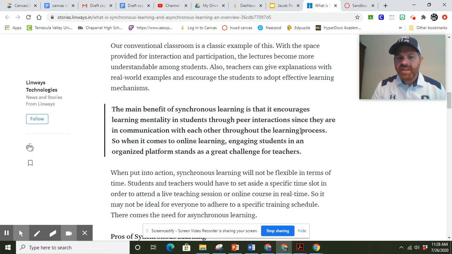I like this right here. The main benefit of synchronous learning is that it encourages a learning mentality in students through peer interactions, since they are in communication with each other throughout the learning process. That's a big piece that we missed during distance learning in the spring, that the kids weren't really interacting with each other. So synchronous learning can be the teacher interacting with the kids or the kids interacting with the kids. If you want to do your direct instruction through synchronous learning, we could talk about ways to do that to make it engaging. But really, in the synchronous time, we want kids in small groups interacting with each other.